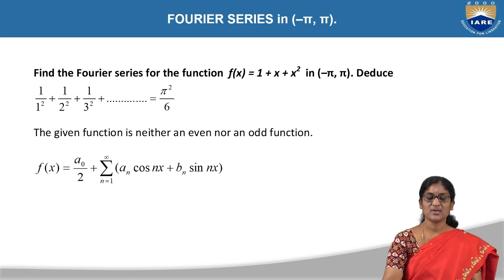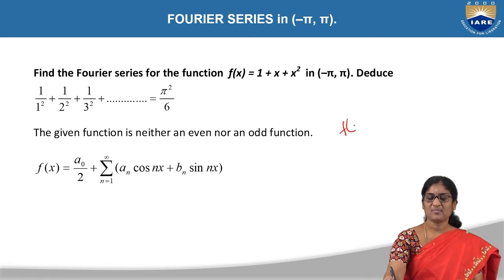Find the Fourier series of the function 1 plus x² in the interval minus π to π, and also deduce that 1 by 1² plus 1 by 2² plus 1 by 3² and so on is equal to π² by 6. The given function is neither even nor odd. In the last sessions we learned how to check whether a function is even and whether it is odd. Let us recapitulate.